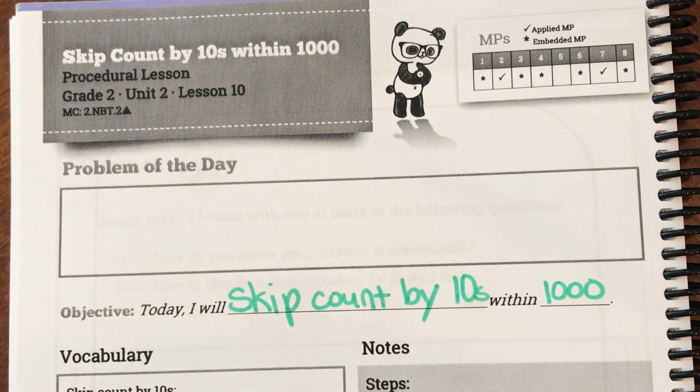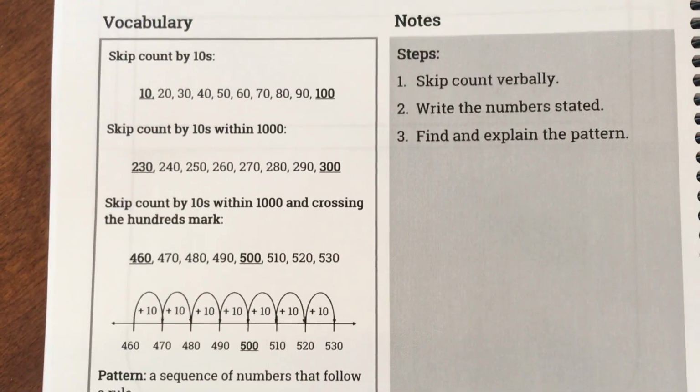So today we're actually going to be doing two different things. One, we're doing a new number, 10, because we've already done skip counting by 2 and then skip counting by 5. So today we're doing 10, and then we're also going to be skip counting and writing our answers on a number line, which we have not done before. So let's look at our vocabulary before we get started.